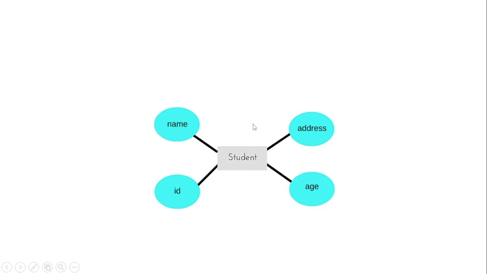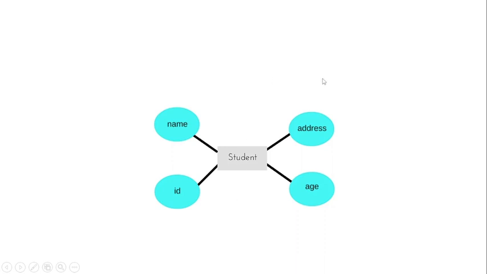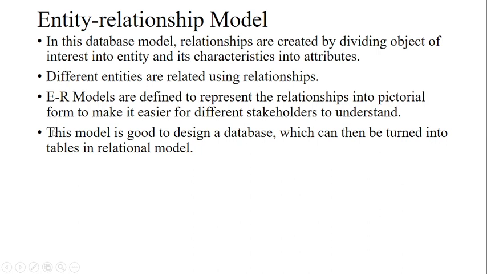So this student is known as an entity, and all the remaining characteristics or properties are considered attributes. Different entities are related using relationships. Here we can see that we have not constructed any relationship, but if we have other relations with the student, like a teacher, we can draw that relation here, and we can draw many other entities which are related to the student.